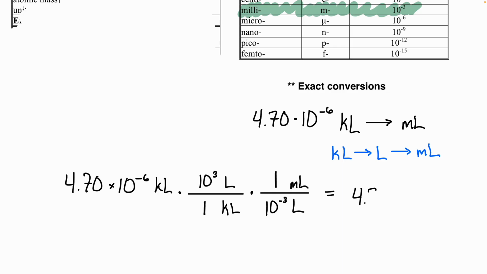Calculator spits out 4.7. Our units, again, this is the satisfying part of this dimensional analysis. We go through, we get to cancel our kiloliters, cancel our liters, and we're left with the units that we want. We're left with milliliters.